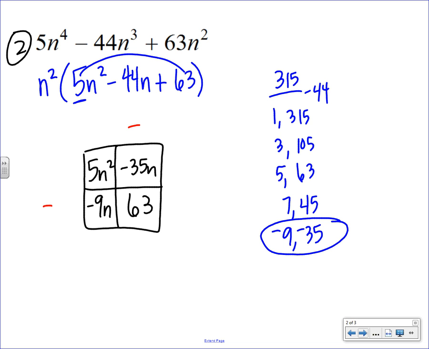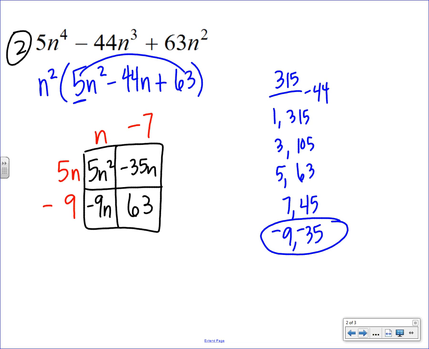Okay, so let's start with the first column. 5n squared and 9n. What's the greatest common factor? An n. Then 35n and 63. What goes into both of those numbers? 7 and a negative 7. And then if we look at the top row, we have 5n squared, 35n. What's the greatest common factor? Positive 5n. Because those are negative, then these two will be negative. And then what about 9n and 63? It will be 9. Because they have to multiply to be what's in there. So n times negative 9 is negative 9n. Negative 7 times negative 9 is positive 63.